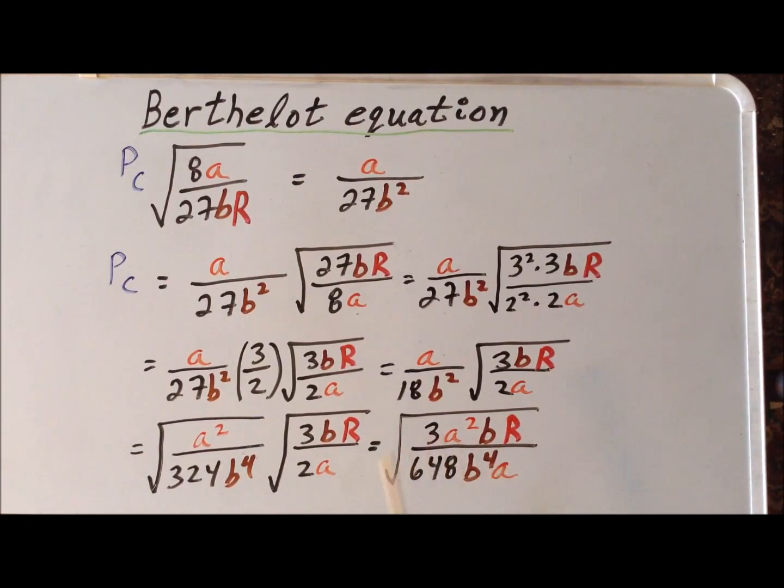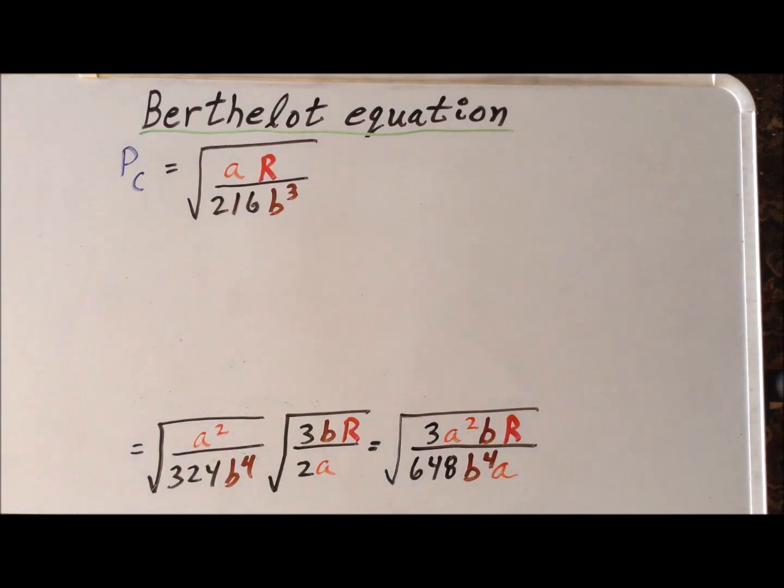And we notice that as complicated as this expression is, we will soon be able to perform simplifications upon it. Now we can use the fact that a squared divided by a is simply a. b divided by b to the 4th is going to be b to the 3rd power in the denominator. And if we divide 3 and 648 by 3 each, we get 1 divided by 216. So here we have one version of the expression for the critical pressure for the Berthelot gas.